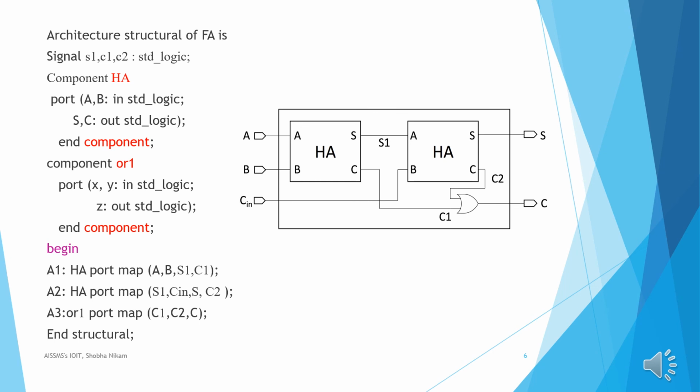But here, after end structural, again, we need to write two separate codes, one for half adder and one for OR gate, because we are saying these are the components. But the actual behavior of these components is not explained in this code. So we'll have to write separate code for half adder and OR gate. And for writing separate code, you'll have to start with library, then entity, and then architecture. Here, for writing subcodes, like subcodes of components, you can use any modeling style.